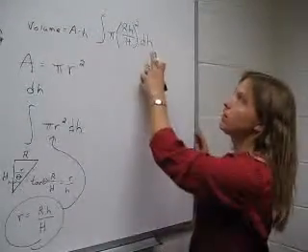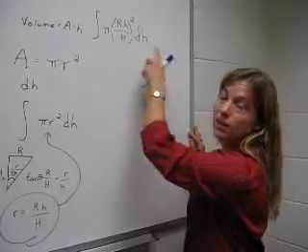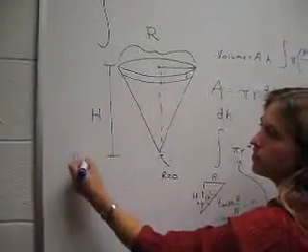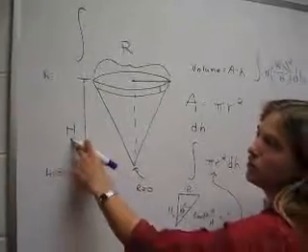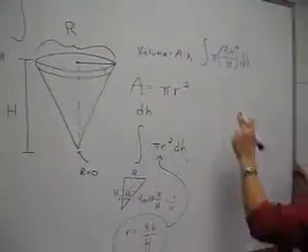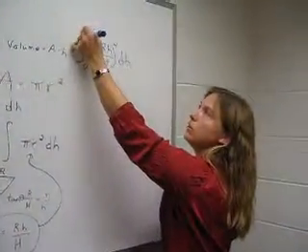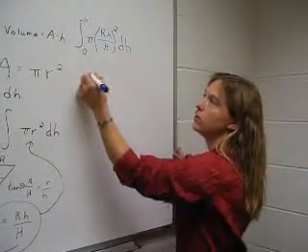Now up to this point we have not talked about our limits of integration, but we need to consider the smallest and the largest values of h. If we come back to our cone, at the bottom h equals 0, and at the top, what's the value of h? Well, it's our total height, so h equals capital H. So as we're doing this integral, we're going to integrate from h equals 0 to capital H. Now I'm going to square this and then take my integral.